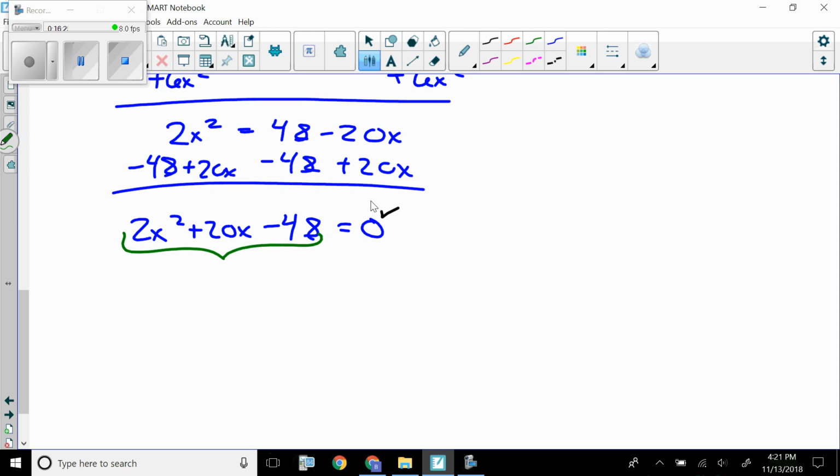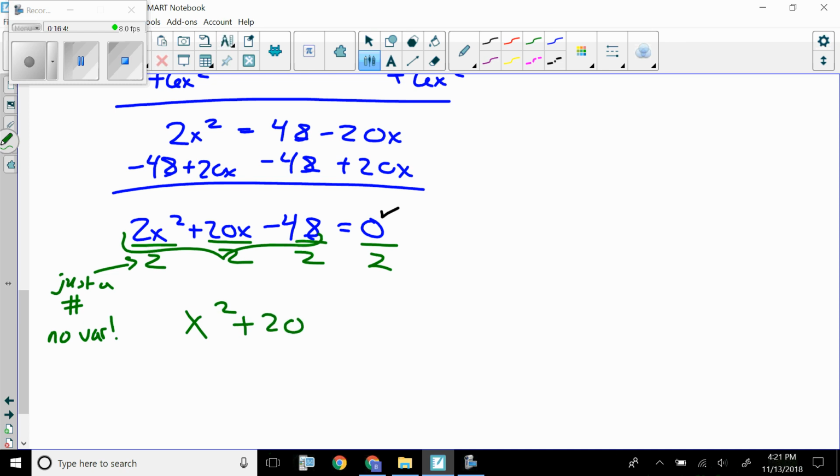Remember, the first thing that we always said was we wanted to take out a GCF if we could. Now, if I divide all these by 2, I should be able to, since it's just a number, no variable. Because it's no variable, I can actually divide the 0 by 2, which will leave me with x squared plus, oh sorry, that's not 20 anymore. 20 divided by 2 would be 10x minus 24 equals 0 still.